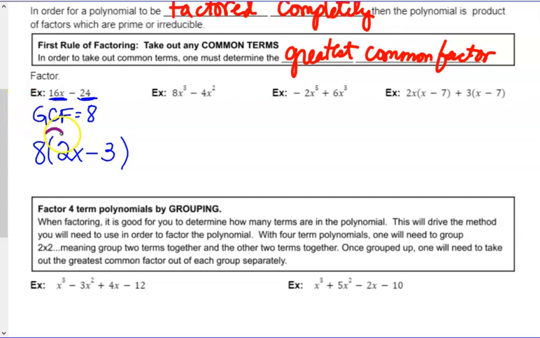But you can always check your work by distributing what you took out and seeing if you get what you started with. In this case, 8 times 2x is 16x, and 8 times a negative 3 is a minus 24. So we have accomplished what we set out to do.